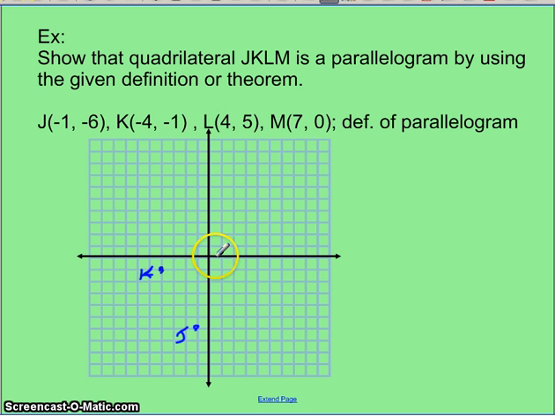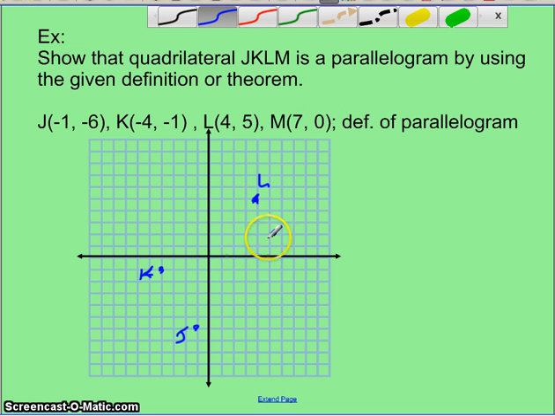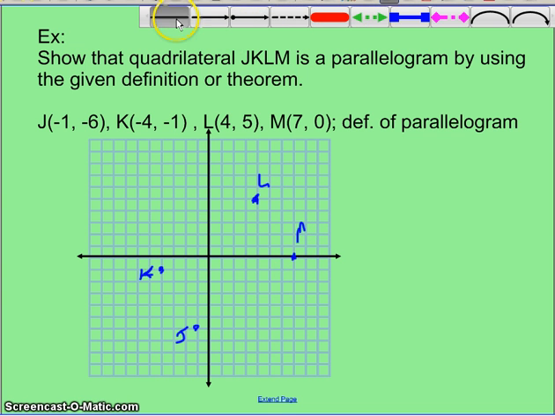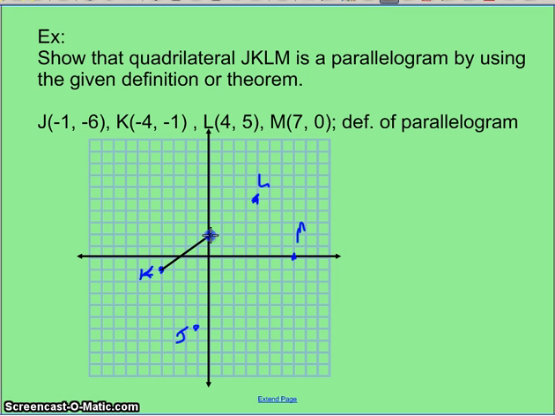And then I've got L at 1, 2, 3, 4, 1, 2, 3, 4, 5. This is L. And then M is at 1, 2, 3, 4, 5, 6, 7. And there is going to be our quadrilateral. And we got to show that this is a parallelogram real quick. So I'm going to go ahead and draw the sides in.